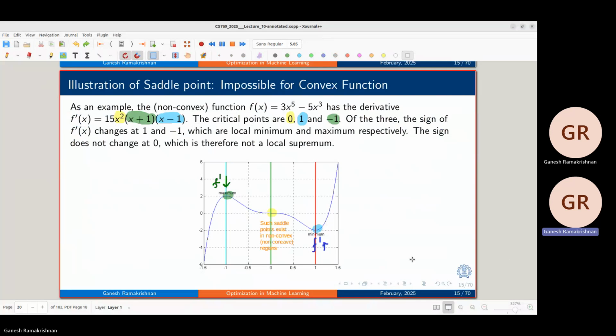However, I must tell you that in reality, when we are solving optimization problems, saddle points are quite commonplace, because we are dealing with non-convex functions, and a lot of the work in practice is about escaping saddle points.